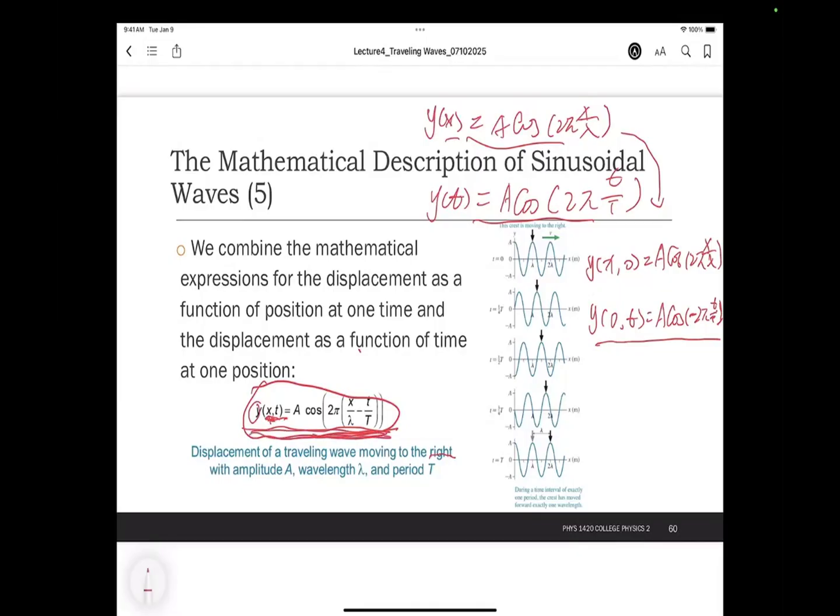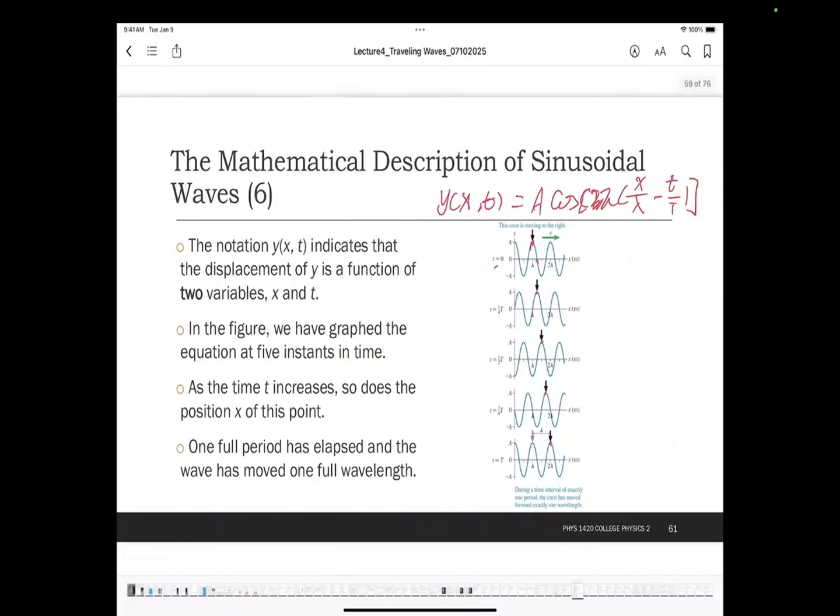Does it make sense to you? When t is 0, it's just like this equation. When x is 0, it's just like this equation. If we combine them together, we get this equation. For this, the notation y(x, t) indicates that the displacement y is a function of two variables, x and t. Here I have already written it down. This displacement depends on the two variables x and t.